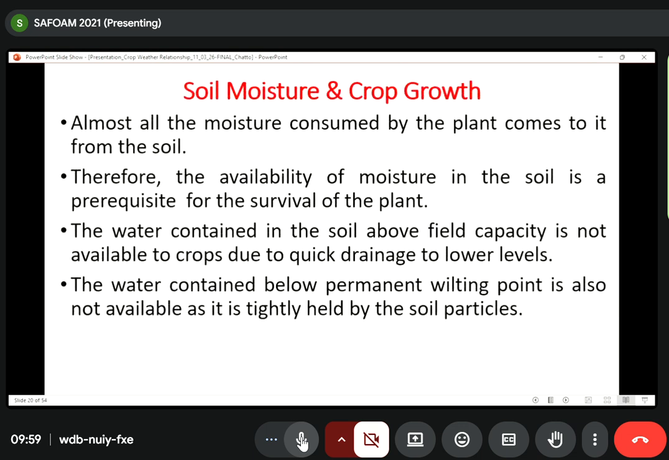And for soil moisture, almost all the moisture consumed comes from the soil. If the soil is below the wilting point, then the plant will be affected. If it is at field capacity, the crop will grow very nicely. If it is above field capacity, the plant cannot take it up, and it becomes runoff.